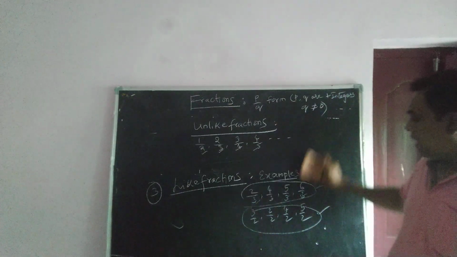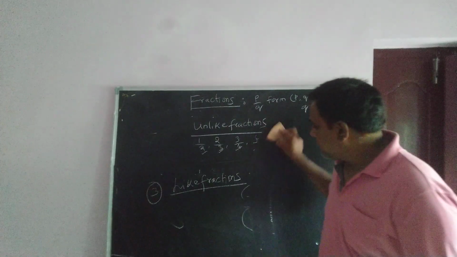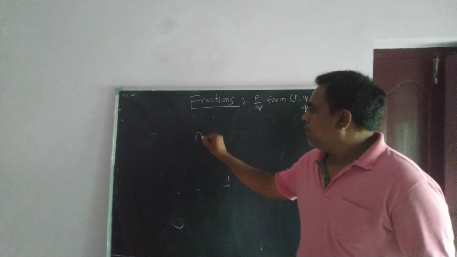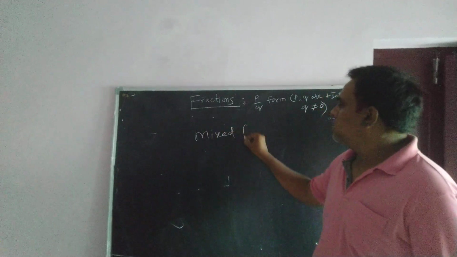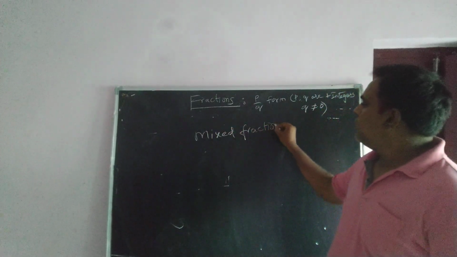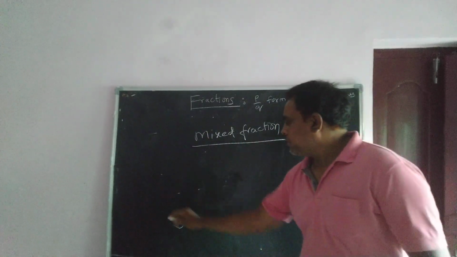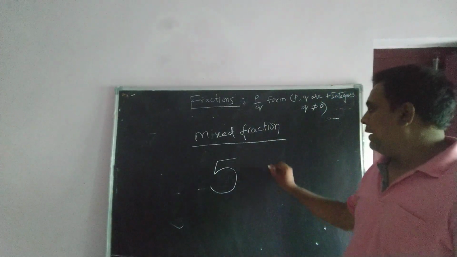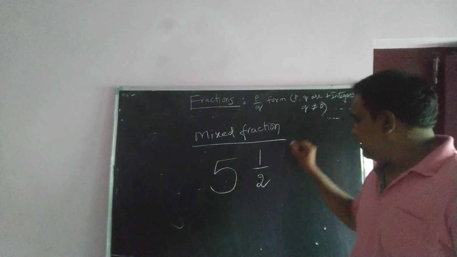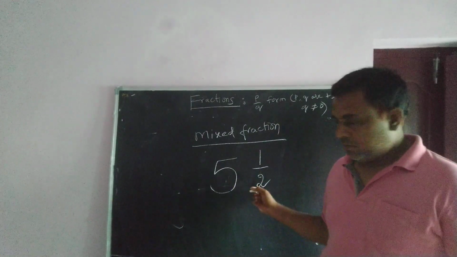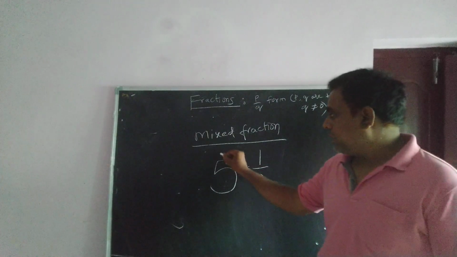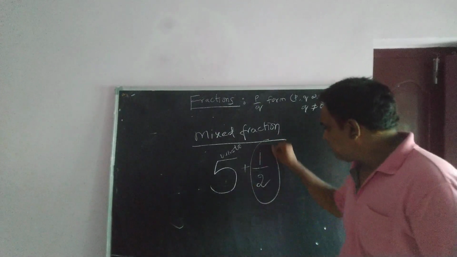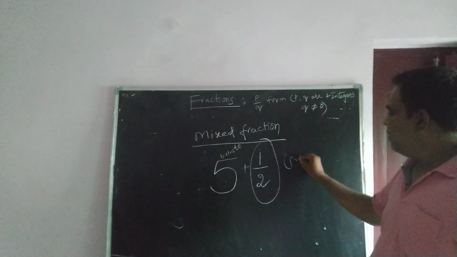Now let us go to the last part of today's topic, the mixed fraction. A mixed fraction is a fraction which has a combination of two parts. The first part is the whole number part. For example, the whole number part is 5, and 1 by 2 is added to this 5. This is the whole number part, or integral part, of the fraction.